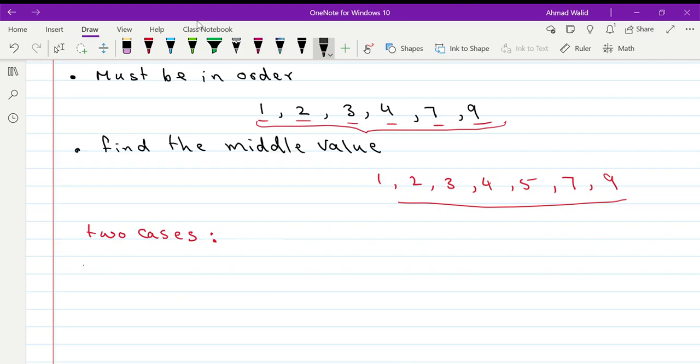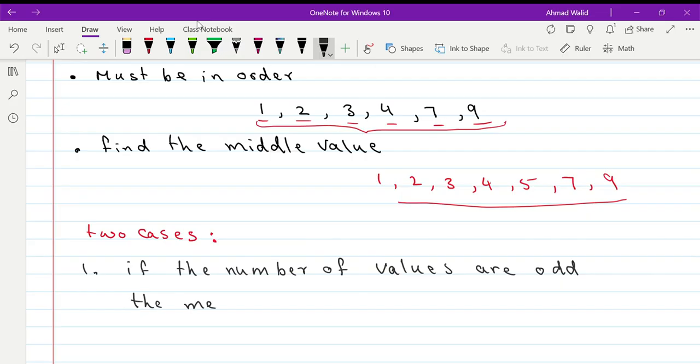Case number 1. If the number of values is odd, the median is the middle number.